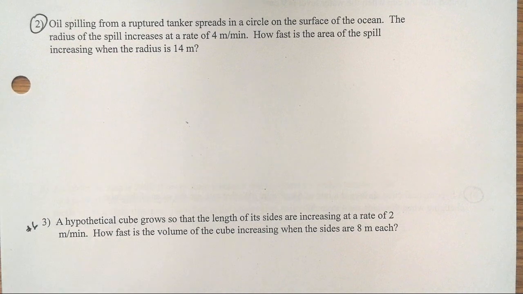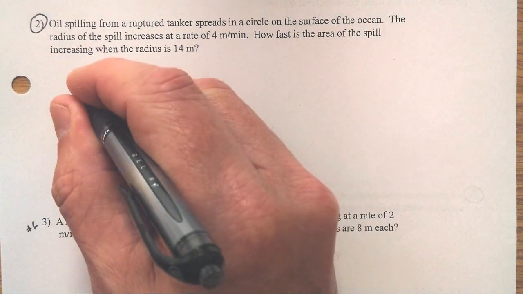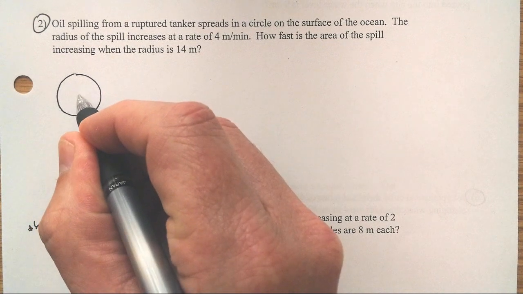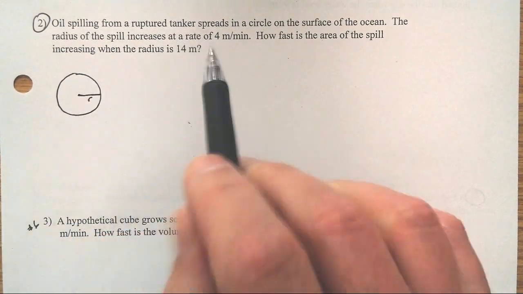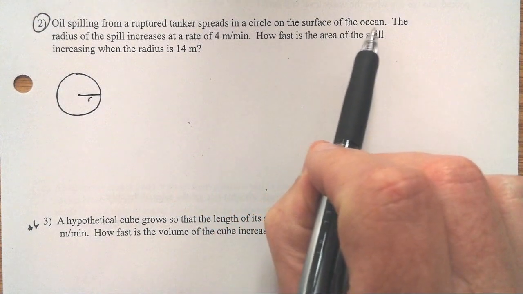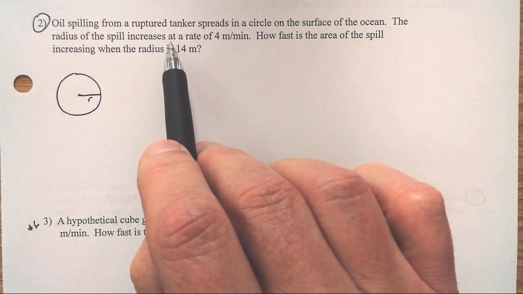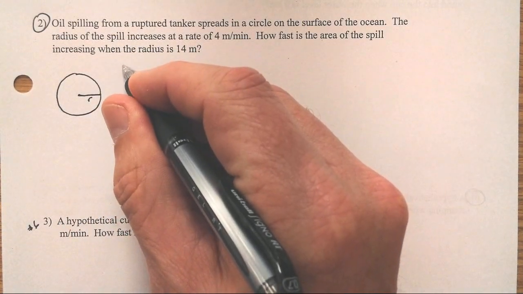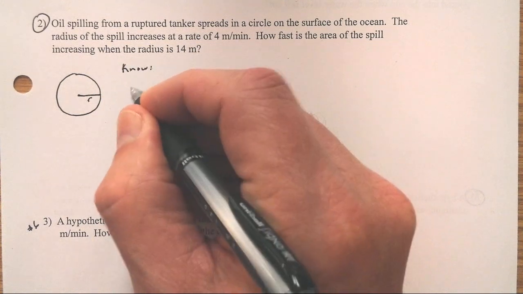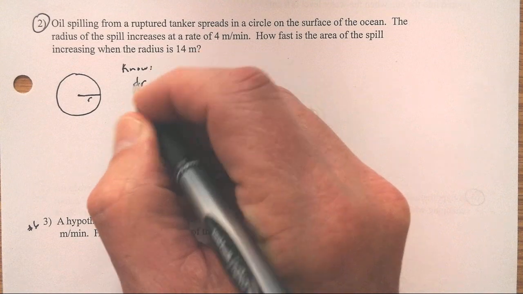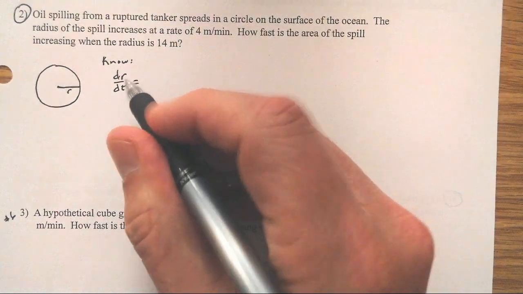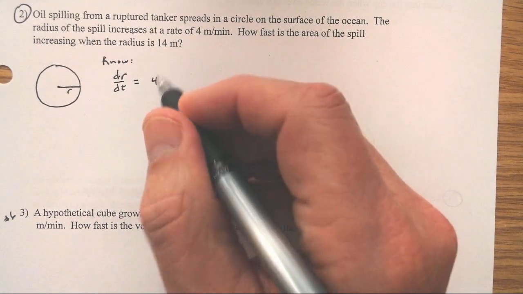Let's take a look at number 2. We have oil spilling from a ruptured tanker that spreads in a circle on the surface of the ocean. You might not need to draw the diagrams, but I like having them. Circles really only have one dimension, and that is the radius. The radius of the spill increases, so one of the things we know is that the change of the radius versus the change of time, dr/dt, is positive 4.